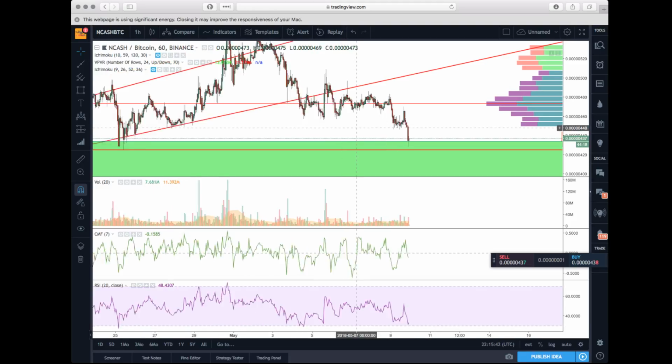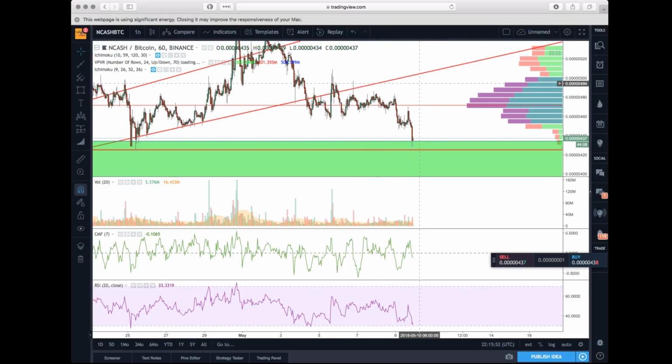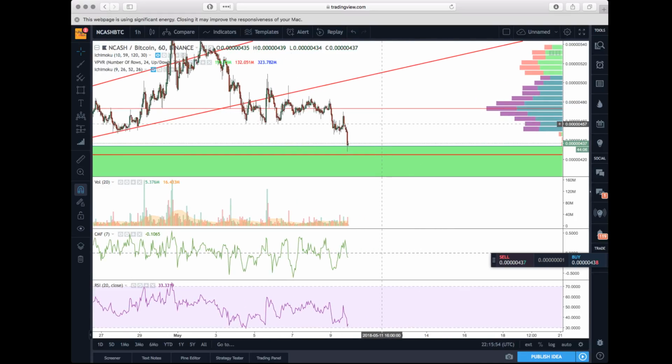I mean, like I said, it hurts so much to sell on a red candle like this and have price bounce back up. Really, at some point, there's a really good chance the price is going to hit this line again. So there's a good chance you could actually sell at a small profit.